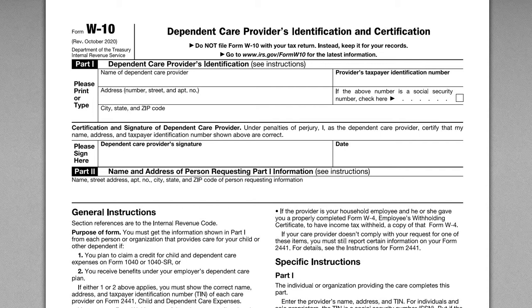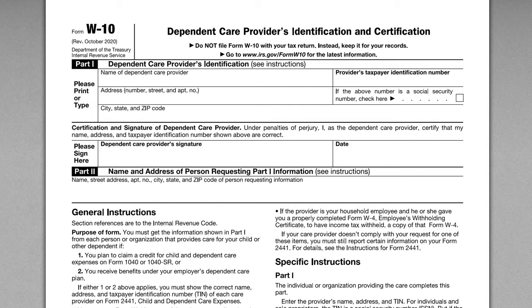And so the first thing to start with is, let's say you've got a child and you're paying for dependent care. What do you need from that provider? Well, obviously, at the end of the year, you'll need to know how much you paid that individual or that company during the course of the calendar year. But it's also very important to collect the appropriate withholding certificate, right? So the IRS has created a custom certificate for this. It's the IRS form W-10.